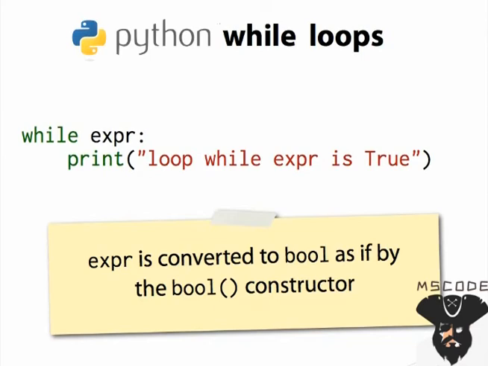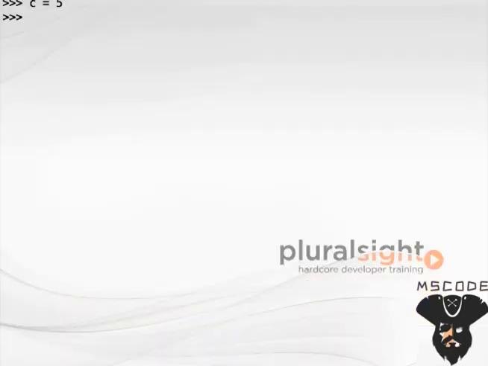Let's write a while loop at the REPL which counts down from 5 to 1. We'll initialize a counter variable called c to 5 and keep looping until we reach 0. Another new language feature here is the use of the augmented assignment operator to subtract 1 from the value of the counter on each iteration. Similar augmented assignment operators exist for the other basic math operators, such as plus and multiply.